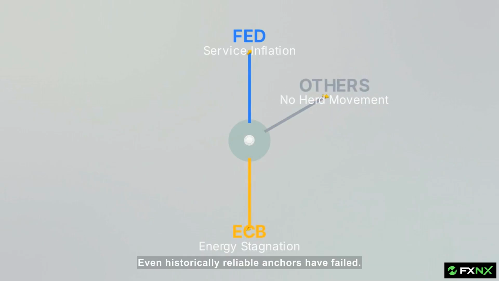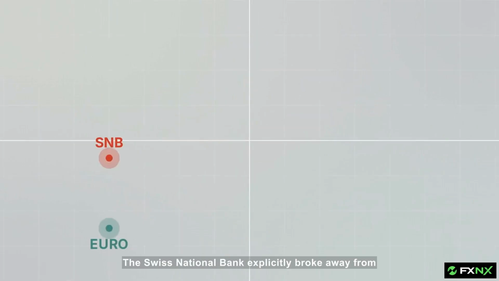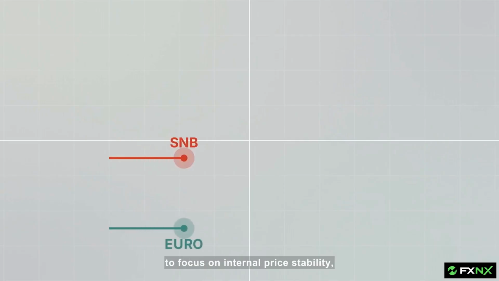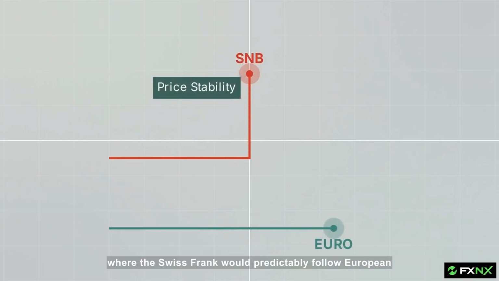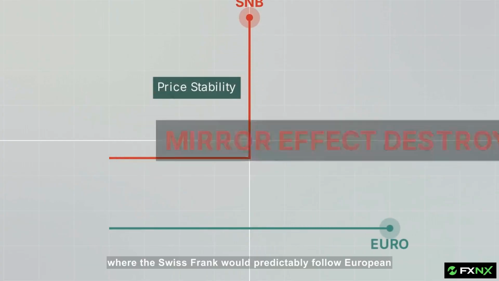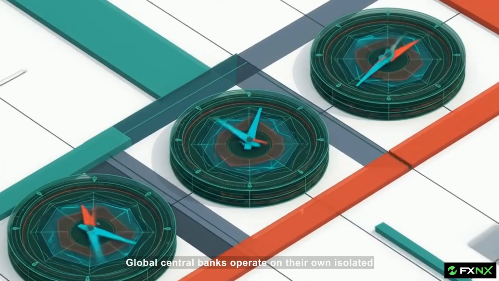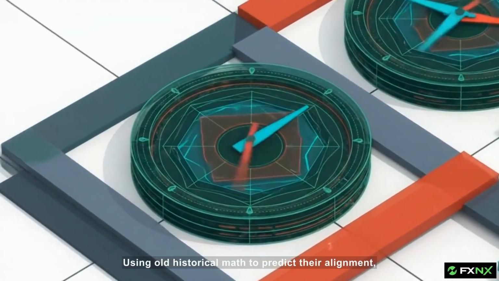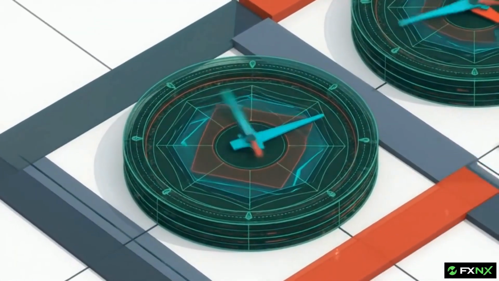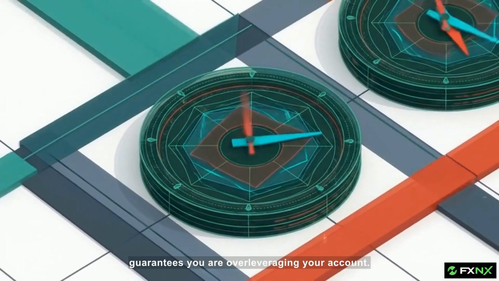Even historically reliable anchors have failed. The Swiss National Bank explicitly broke away from shadowing the euro to focus on internal price stability, destroying the old mirror effect, where the Swiss franc would predictably follow European flows. Global central banks operate on their own isolated timelines now. Using old historical math to predict their alignment guarantees you are over-leveraging your account.